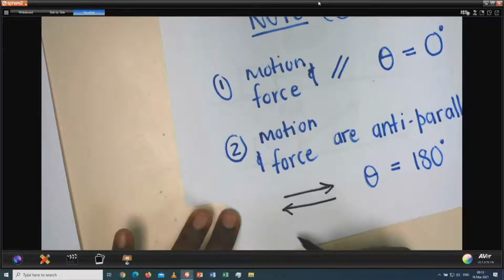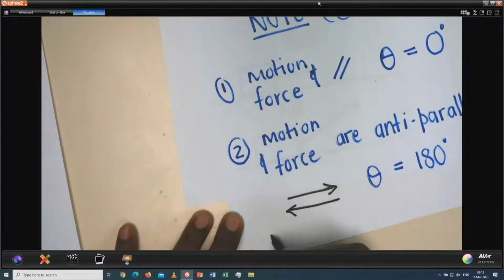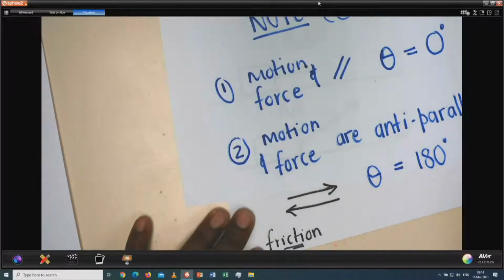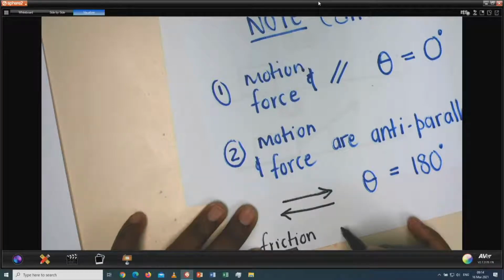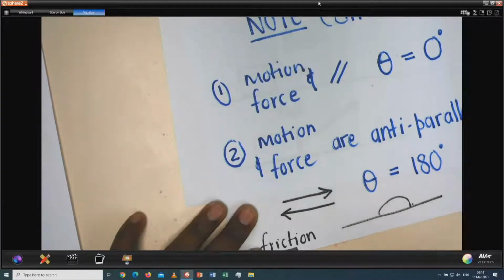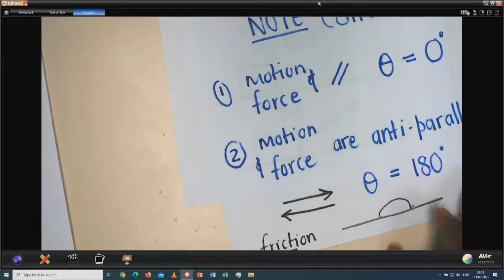Just to give maybe more clarity on this one, let's take the force of friction. This is the force that opposes the motion of the object. In other words, it acts in the direction opposite to the motion, and it's parallel. So if motion is to the right, friction will be to the left. Therefore, that angle in between is 180 degrees.